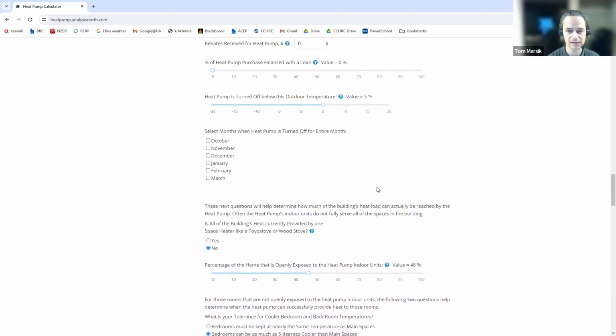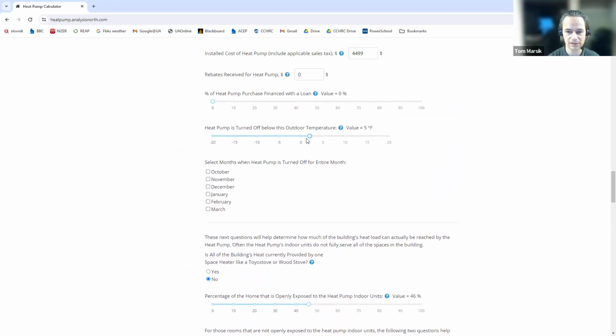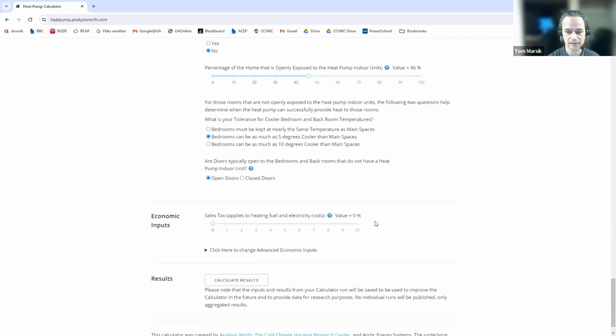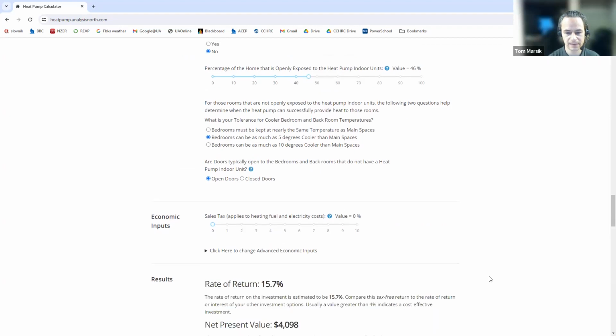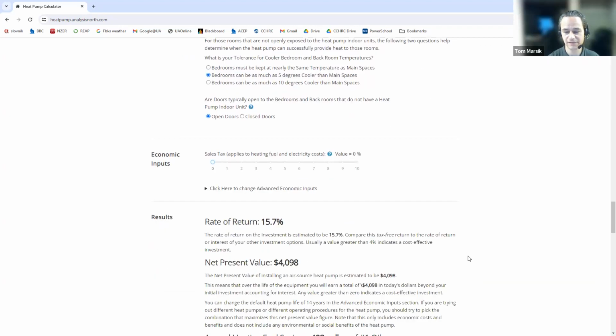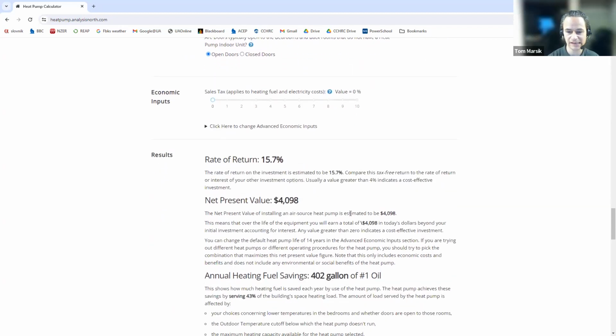And I'm going to change this, and let's use it all the way down to 0 degrees Fahrenheit. And we are going to recalculate the results. And this was an efficient heat pump, again, 14 HSPF. It's among the top, and because of that, even down to those 0 degrees Fahrenheit, it's actually operating beneficially. We can see that because the rate of return increased even further, and the net present value, which means the savings for the life of the heat pump, also increased from the previous value.